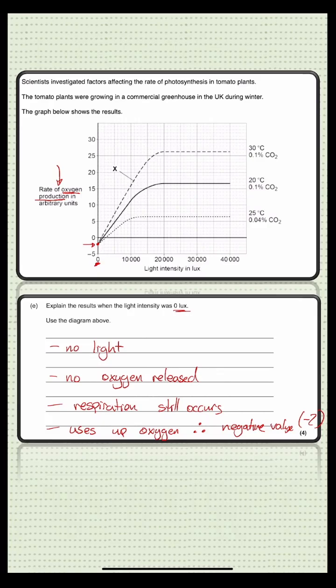Let's take a look at what the mark scheme is saying. When there is no light, there is no photosynthesis. Yes, we said that. No oxygen produced. Yes, respiration does happen, and it does take in oxygen. And then we mentioned the -2, and that's because oxygen production is negative.